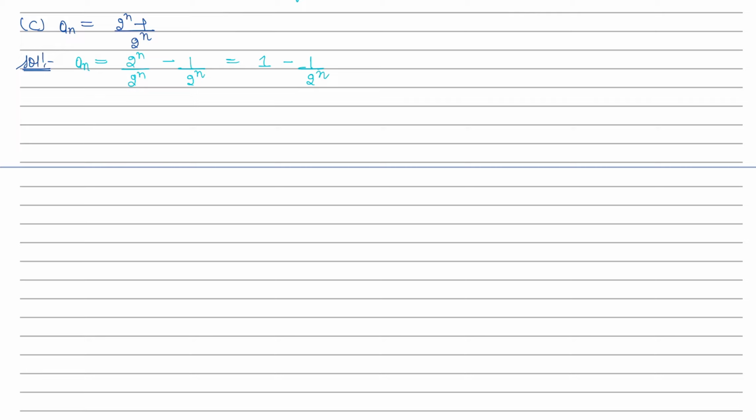Firstly, we will check if this is a monotonic sequence or not. So for monotonic sequence, let a_(n+1) minus a_n is equal to 1 minus 1 upon 2^(n+1) minus 1 minus 1 upon 2^n. This becomes 1 upon 2^n minus 1 upon 2^(n+1), and when we take the LCM, this becomes (2 minus 1) upon 2^(n+1). This term is always greater than 0.